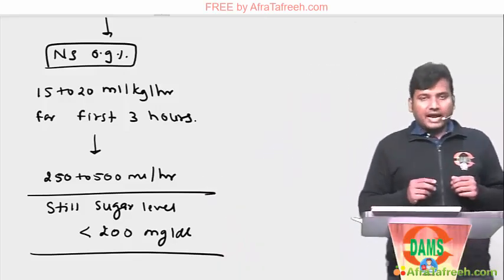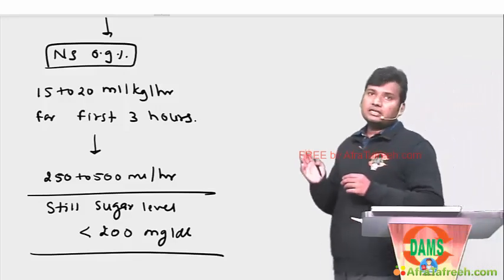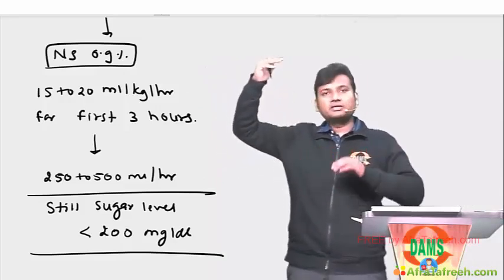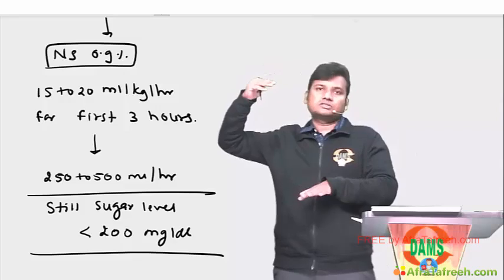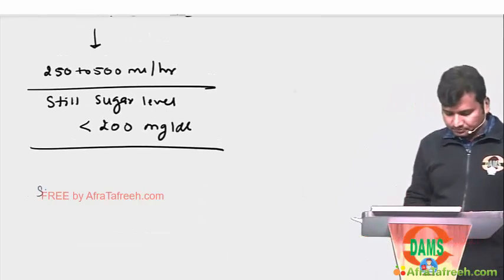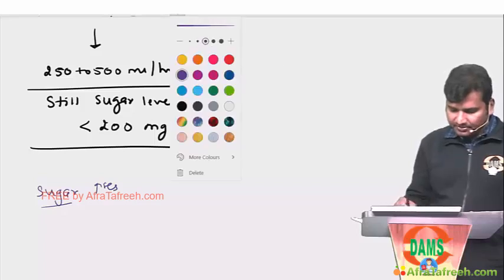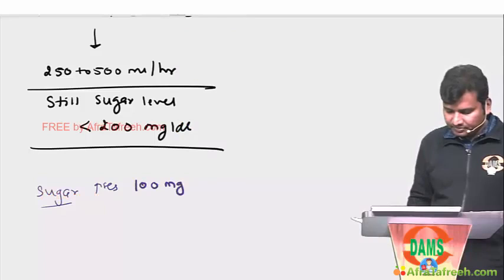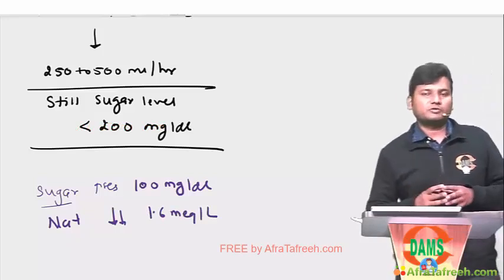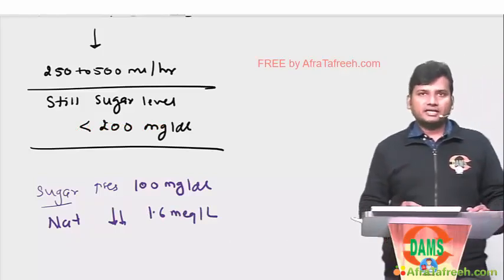Okay, and whenever the sugar level in blood increases, it will cause a decrease in sodium concentration. According to Harrison, when the sugar level in blood increases by 100 milligram per dl, the sodium concentration in blood decreases by 1.6 milliequivalent per liter. It is a sentence from Harrison, but the mechanism is not given in Harrison.